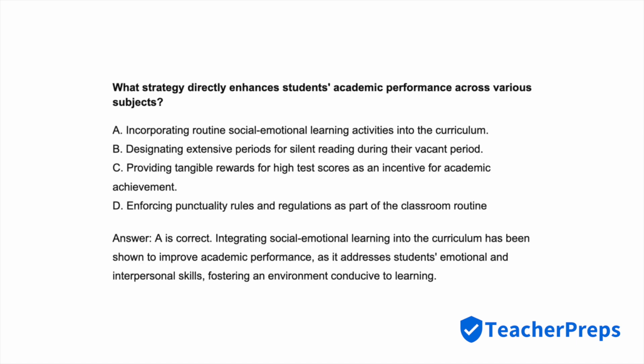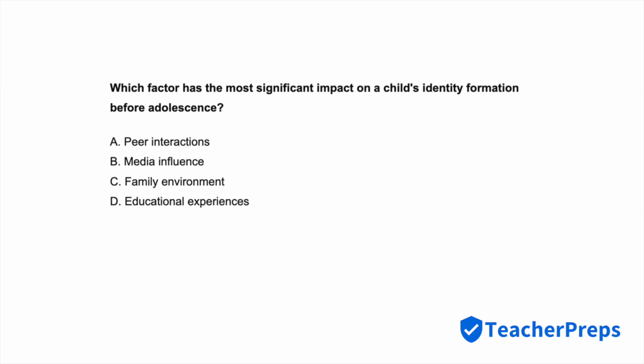Answer A is correct. Integrating social-emotional learning into the curriculum has been shown to improve academic performance, as it addresses students' emotional and interpersonal skills, fostering an environment conducive to learning. Which factor has the most significant impact on a child's identity formation before adolescence?